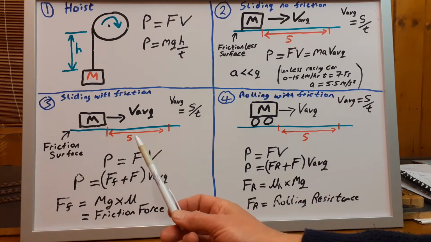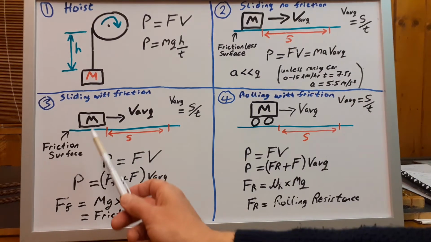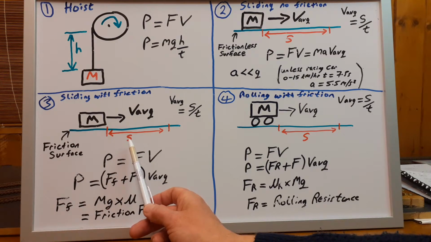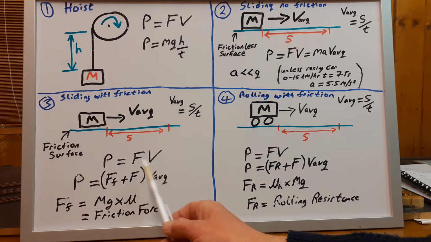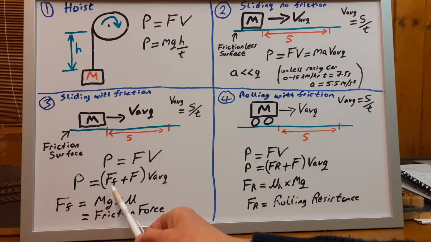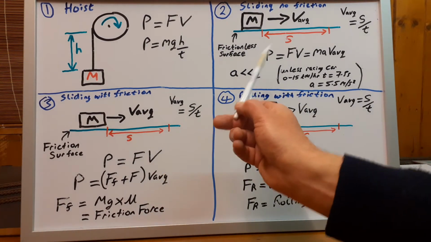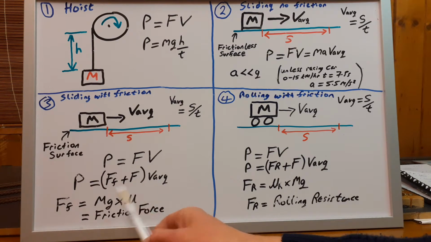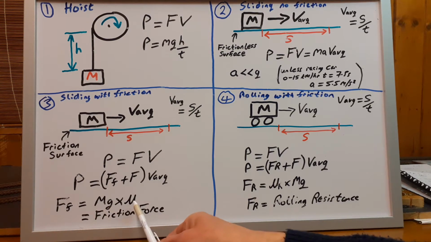Sliding with friction might be the case, and it's more accurate because the last one is an ideal situation. If you're sliding on a friction surface, again, you want to cover distance s in time t, so you have a v average. Again, your power is equal to force by velocity. In this case, though, you've got to overcome the friction force and add it to the accelerating force, which, as I say, isn't going to be much unless you're trying to move this at the speed of a race car, multiplied by your v average. Now, your friction force will be the weight multiplied by the friction coefficient. That gives you the friction force.